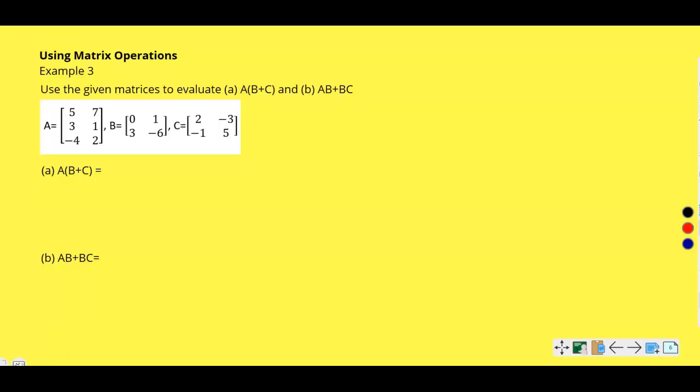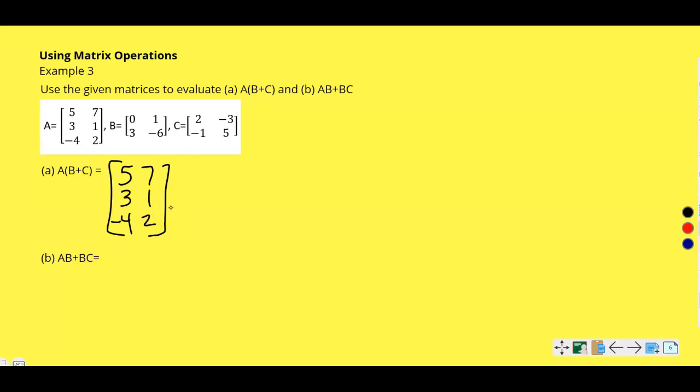Using matrix operations. So example 3 says, use the given matrices to evaluate A times B plus C and AB plus BC. All right, so the first one says A times B plus C. Since B plus C is in parentheses, you can go ahead and add those first. So we're going to have matrix A, 5, 7, 3, 1, negative 4, and 2. So that's matrix A. And we're going to multiply that by B plus C.